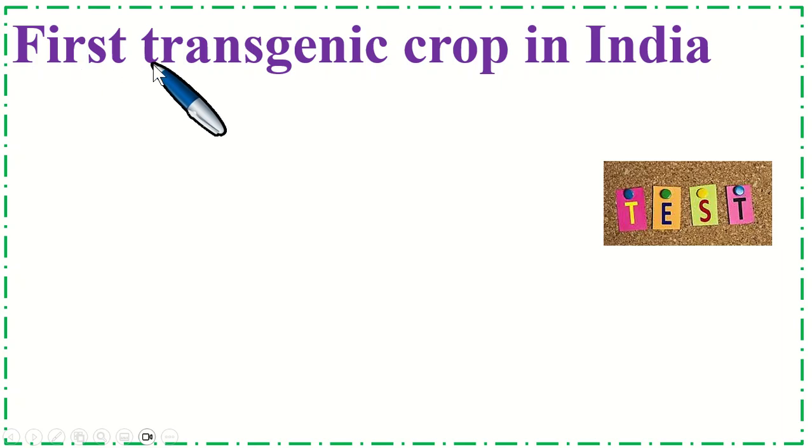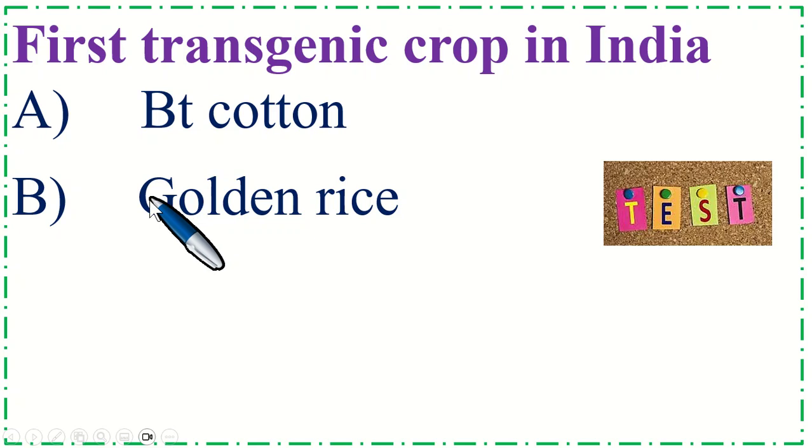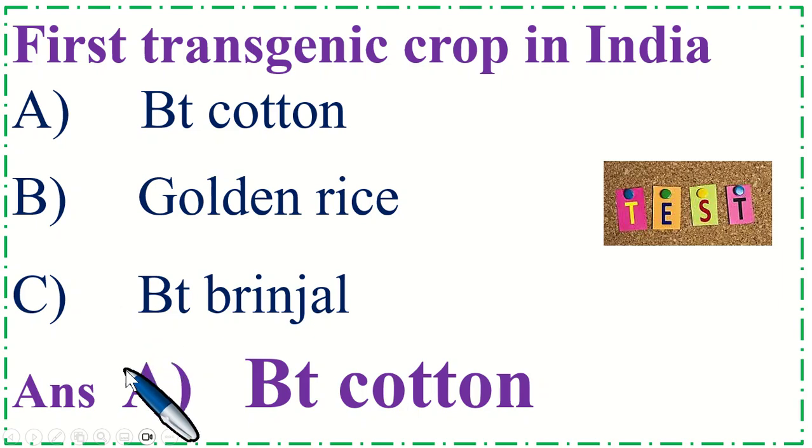The first transgenic crop in India is A BT cotton, B golden rice, C BT brinjal. So the correct option is A BT cotton.